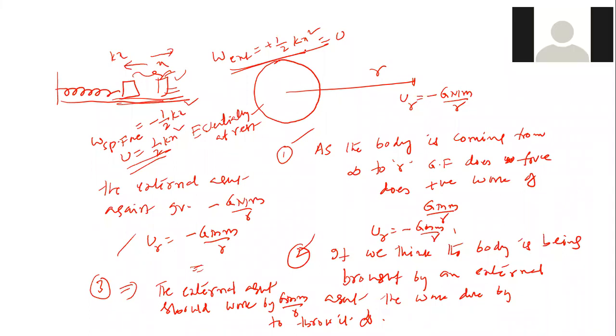Sir, in the first point, second line: if the body is coming from infinity to R, gravitational force does positive work of Gm by R. So U at R is minus Gm by R. Yes.